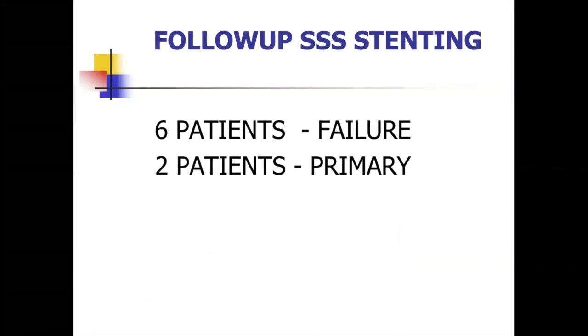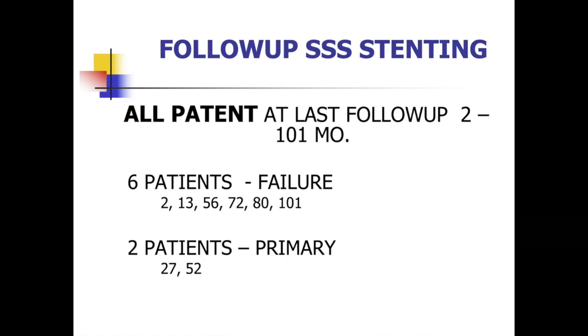So with the follow-up, and this is stuff we have not published, we have 8 patients who had superior sagittal sinus stenting. And what's happened to them? 6 were done for hemodynamic failure and 2 for primary stenting. And all of these are patent and with a normal gradient and no papilledema. Of the 6 patients with follow-up, there are 2 kind of poorly compliant patients with only 2 and 13 months follow-up. The rest are longer term. The 2 patients with primary stenting are also longer term.